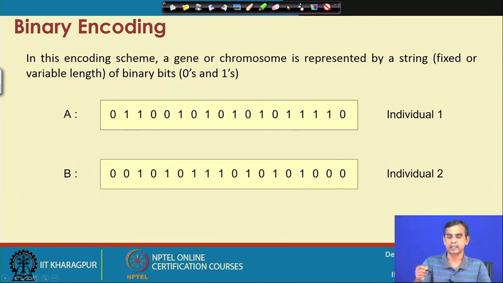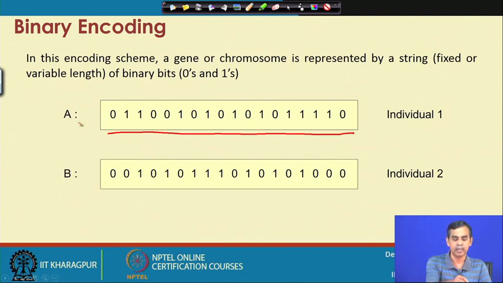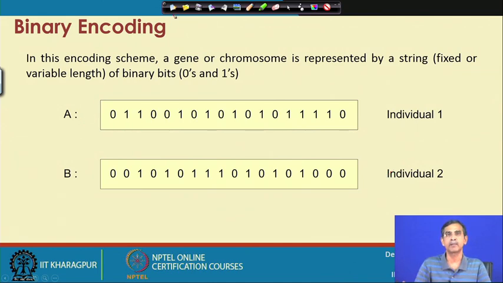So, this is the length of the chromosome, and this is solution 1, that means 1 individual, and this is individual 2. So, 2 chromosomes are represented here. We have named these chromosomes A and B, or individual 1 and individual 2.